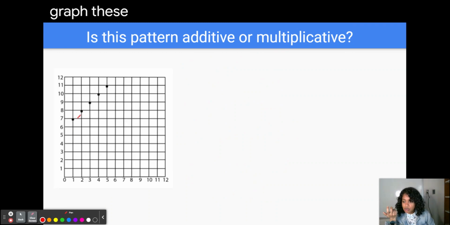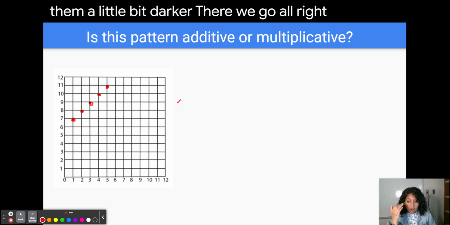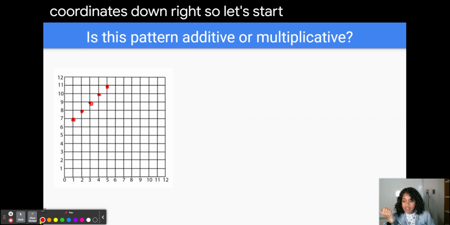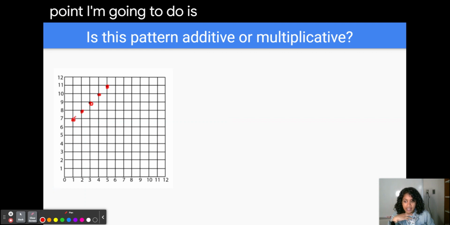All right, now let's look at what this is going to look like on a graph. These points are really small, so let me make them a little bit darker. There we go. Now, I have a graph, but I have to get these coordinates down. Let's start with this first point. I'm going to do this in red. Let's figure out what our ordered pairs are.